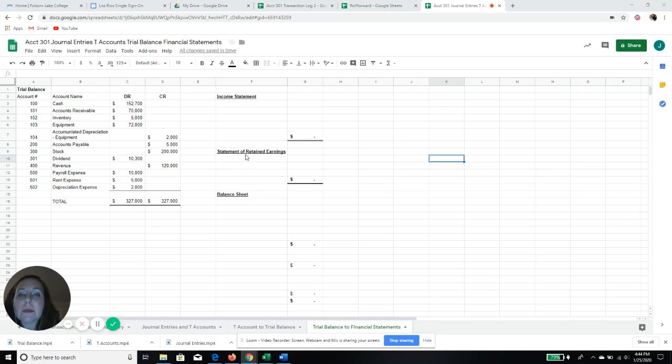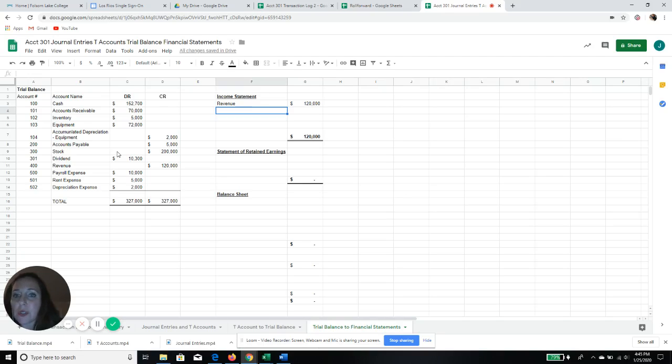The first is the income statement. The income statement is revenue minus expenses. That gives us our net income. So let's start by entering revenue. And I'm going to pull this right off of my trial balance. So I don't need to go back to my journal entries or my T accounts. I've got this nice consolidated trial balance. And my revenue is $120,000.